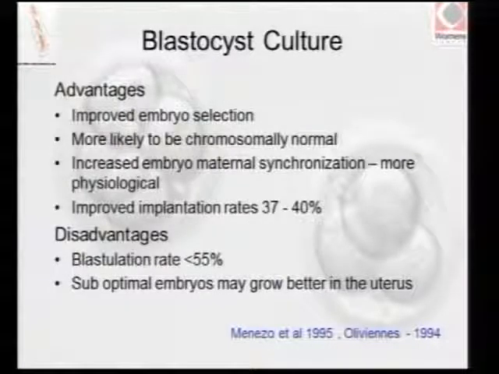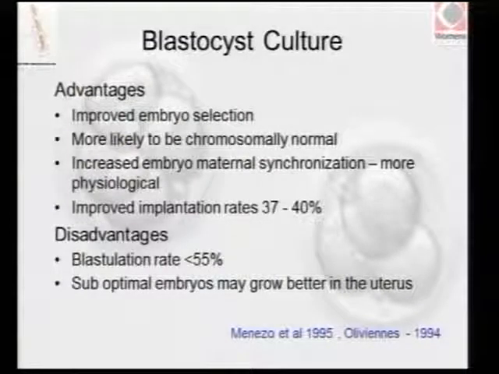So there is a chance for an improved embryo selection, because these are embryos that have survived up to day 5, and they are a little bit more likely to be chromosomally normal. And there is also an increased embryo-maternal synchronization, which is more physiological. Normally embryos don't get implanted in the endometrial cavity on day 3, which is when the majority of embryos are being put back today. But that is not the actual synchronization that happens in a normal condition.